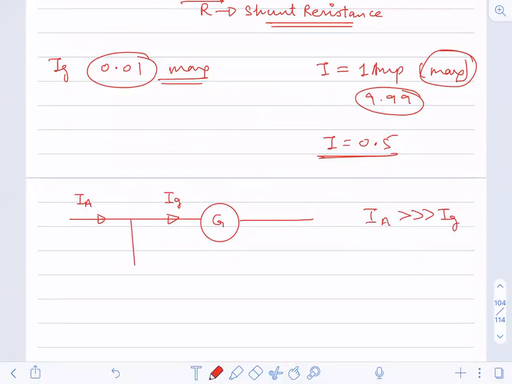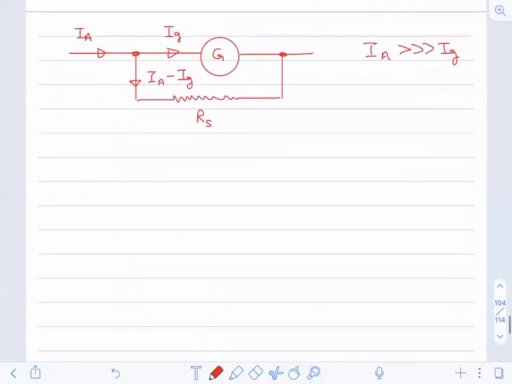We are supposed to bypass some amount of current through a small resistance, Rs. The current through it is Ia minus Ig. Now we will do a little analysis. What value of Rs should there be? Because only for an appropriate value of Rs will you have this current. This current corresponds to a particular value of Rs, and that value of Rs we are going to find out.